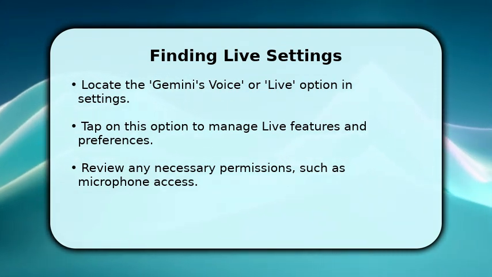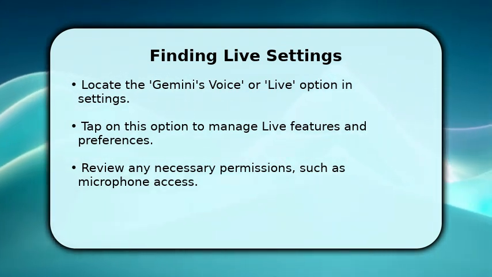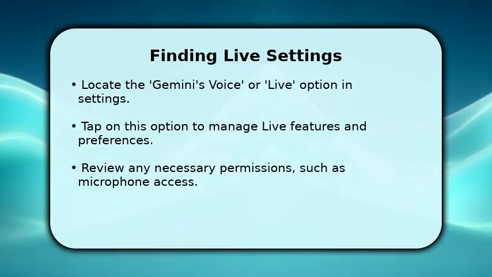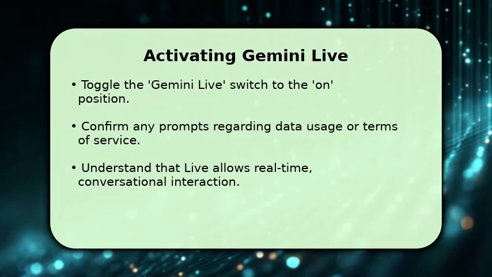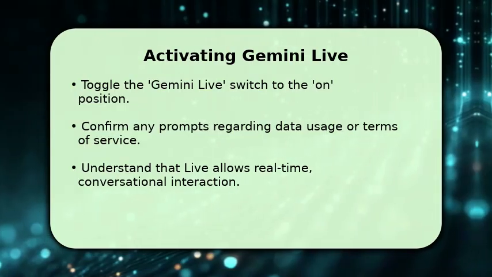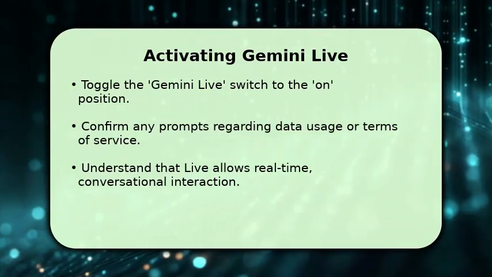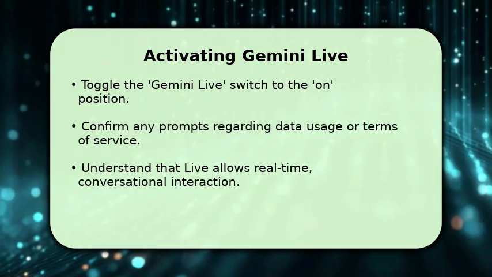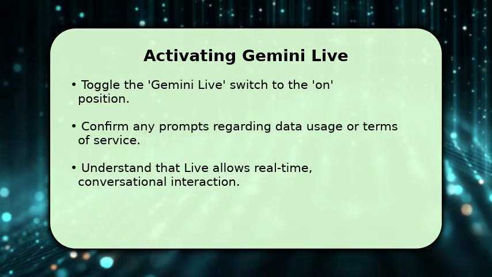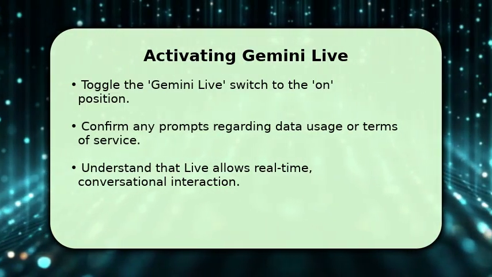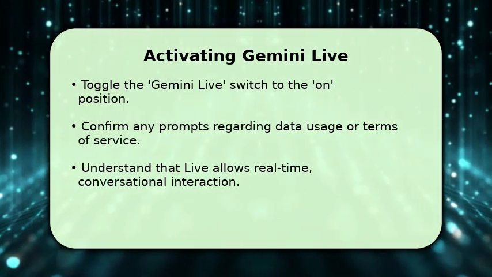Here, you might need to review and grant certain permissions, like microphone access, which is essential for the feature to function correctly. To activate Gemini Live, you will typically find a toggle switch. Move this switch to the on position. You may be prompted to confirm terms of service or data usage, so read and accept those. Once enabled, Gemini Live allows for real-time, natural conversations, adapting to your speaking style.